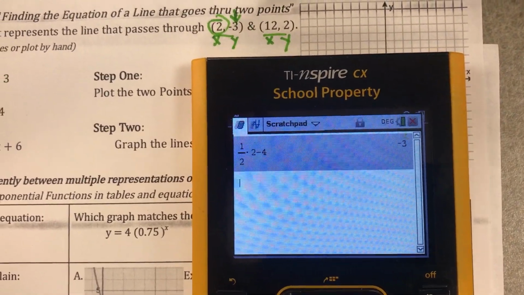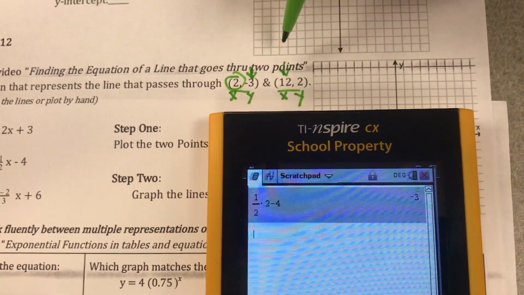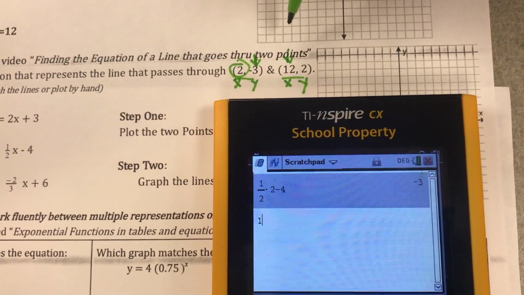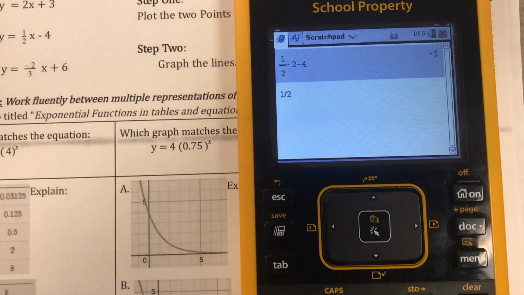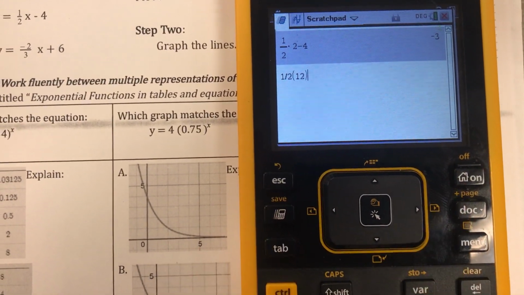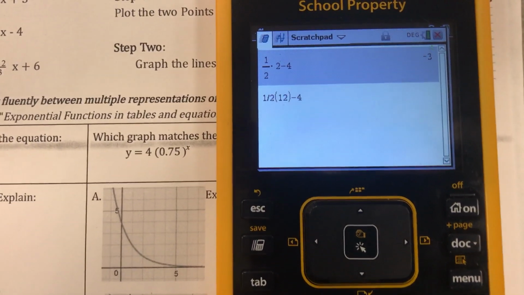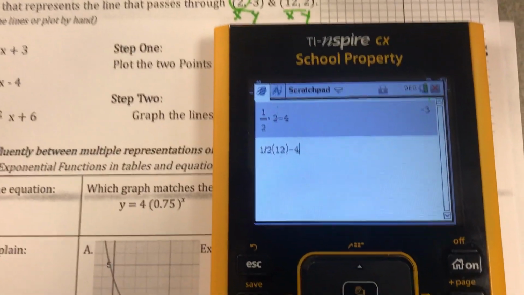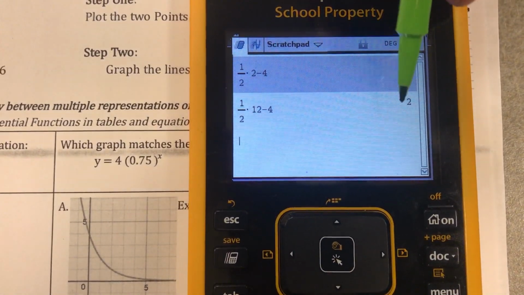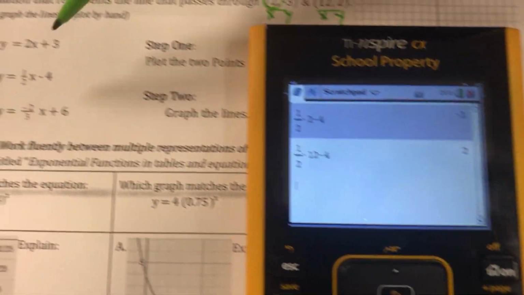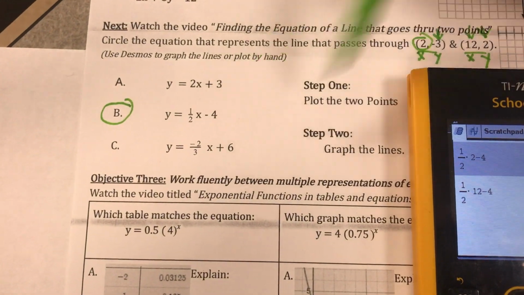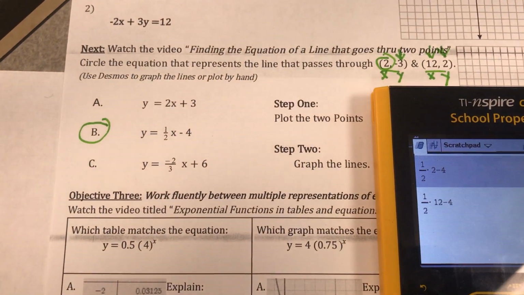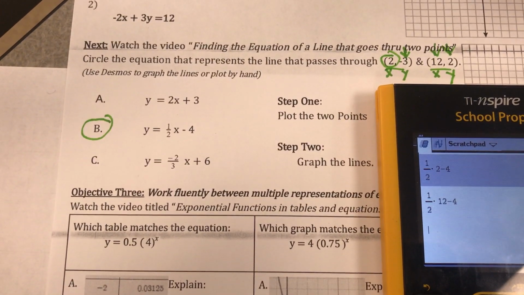Now I'm going to take the same function and plug in 12 for x. So I'm going to do 1/2, the input of 12, subtract 4. And when I see that, and if we look back up here, my output should be 2. When I click enter, my output is 2. So right away, we already know that this is the function that contains these 2 solutions. And there you have it for finding the equation of a line that goes through 2 points.